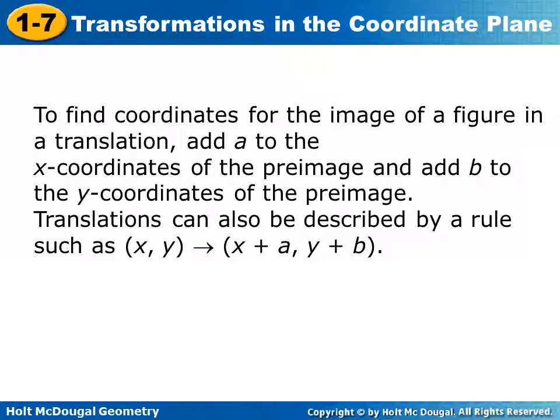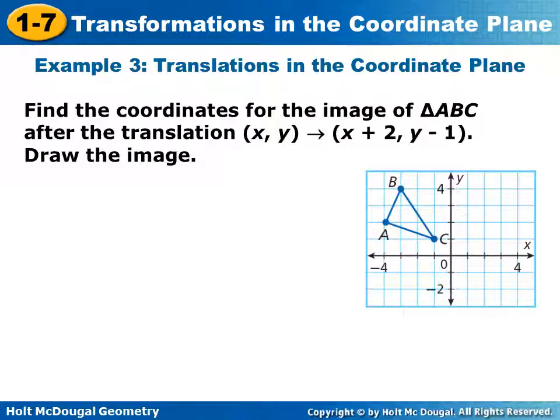To find coordinates for the image of a figure in a translation, we add a to the x coordinate and b to the y coordinate of the pre-image, which we've already learned in previous units. Previously we used h when we added it to x and k when we added it to y. This is the same rule. So if we want to find the coordinates for the image of triangle ABC after the translation (x, y) goes to (x + 2, y - 1), we want to draw the image.